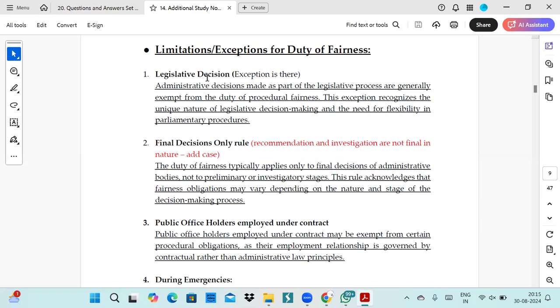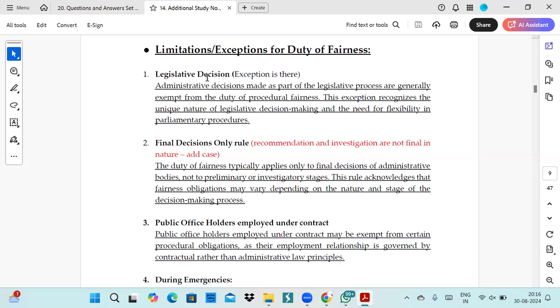If it is, first of all, falling under any of the exceptions, then you can basically point out a lot of topics, whether it is falling under a legislative decision, yes or no. Then move ahead to whether it is a final decision or not. Okay, so a final decision, no problem. It is definitely going to get the attention and the duty of fairness.